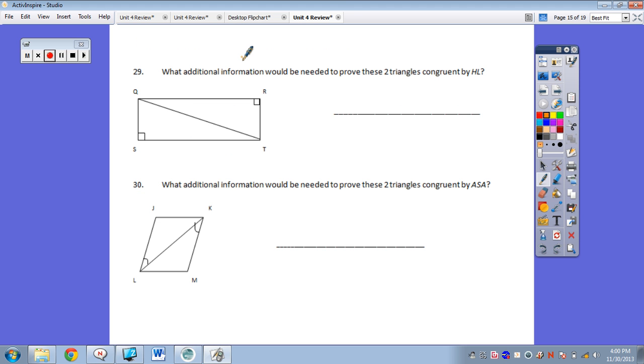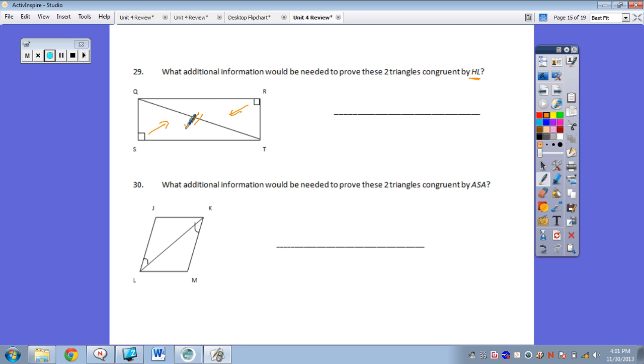Alright, what additional information would be needed to prove these two triangles are congruent by HL? So HL, again, it says hypotenuse leg. You need a right triangle, so you have two right triangles. The hypotenuse, so the side across from the right triangle, has to be congruent. Since both triangles have QT as one of their sides by the reflexive property, QT is congruent to itself, so the hypotenuse is congruent in both triangles.